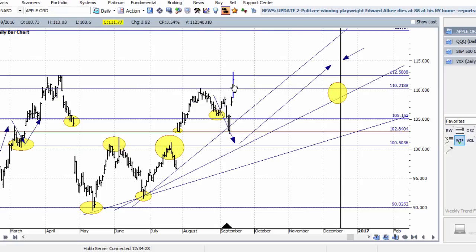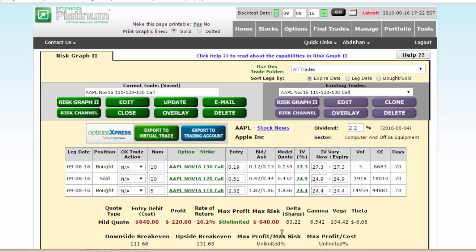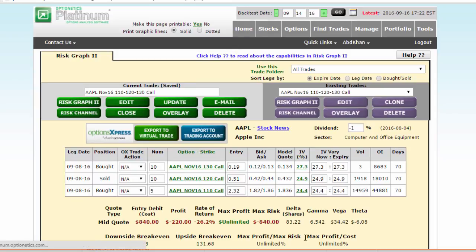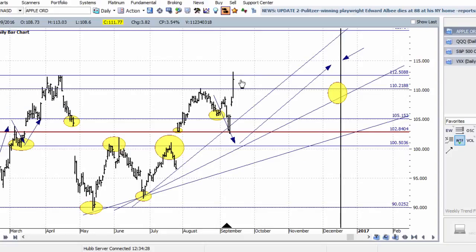So I'm going to move to where that is on the risk graph for the 14th of September and show you the status of the position at that point in time. Okay. Now, normally I also looked at that and I thought, well, do I want to hold on to this for the rest of the week? And I think this was Wednesday or Thursday.